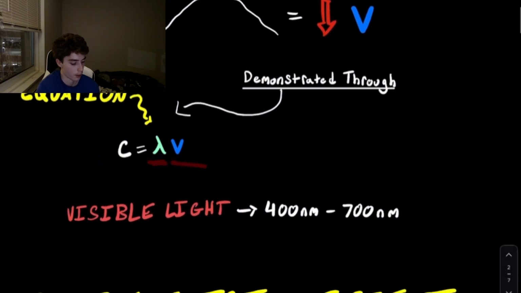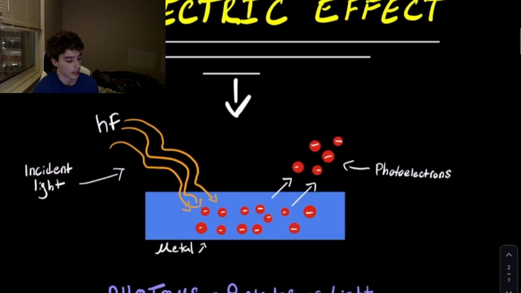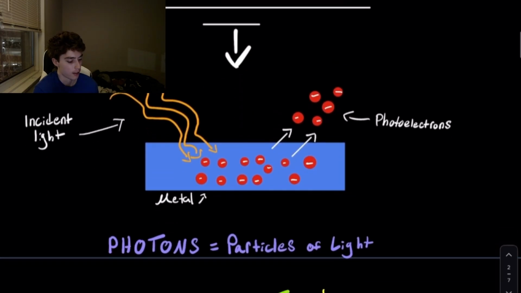Visible light is between 400 nanometers and 700 nanometers, which is important to know in the sense of the photoelectric effect. Red light has a very low frequency, so it's not going to be enough to necessarily knock electrons out of a metal surface, but blue light, for example, has a much higher frequency, so it is able to knock electrons out, right?